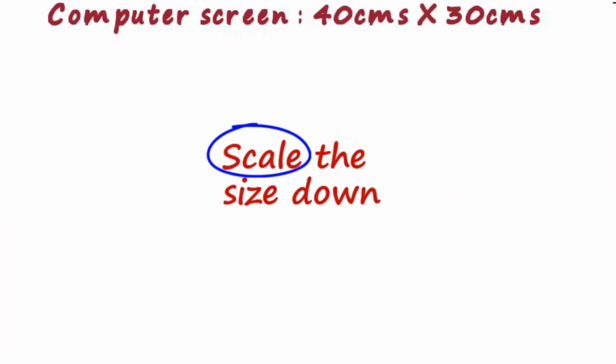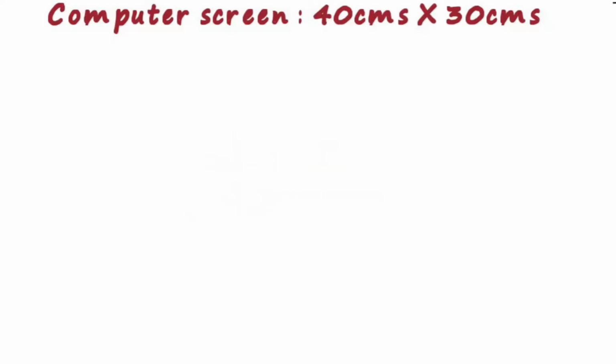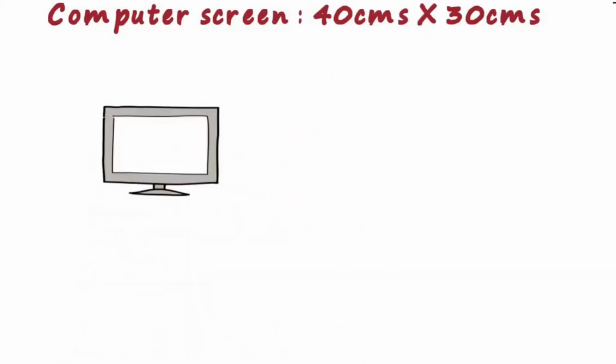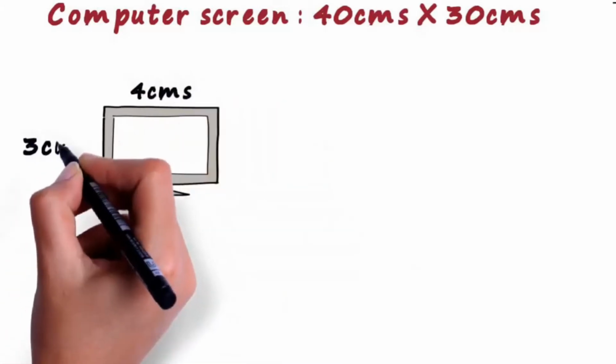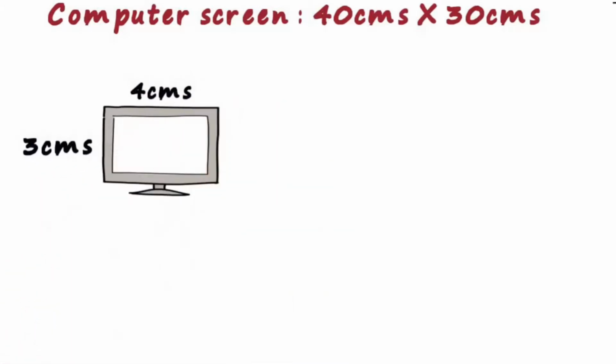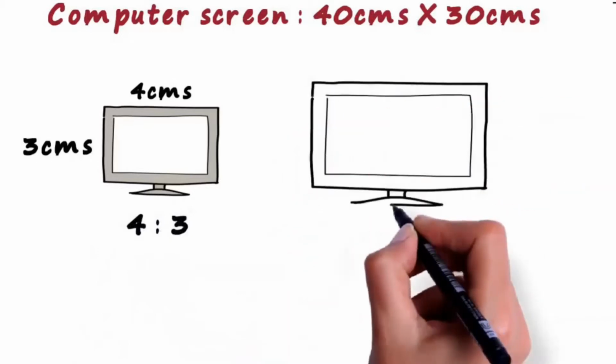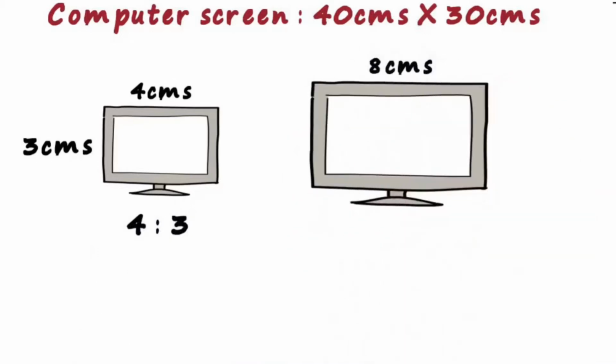Scale down means to reduce the value of the length and the breadth by the same amount. For example, we can decide to make it 4 by 3. That is to say, the length is 4 and the breadth is 3. So that is called a ratio of 4 to 3. If you have a bigger book, you can make it 8 by 6 centimeters. So that means that is 8 to 6.